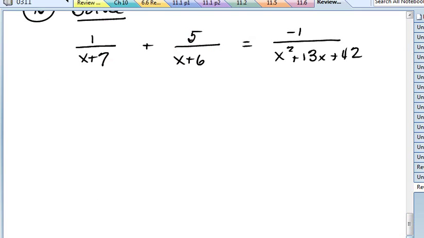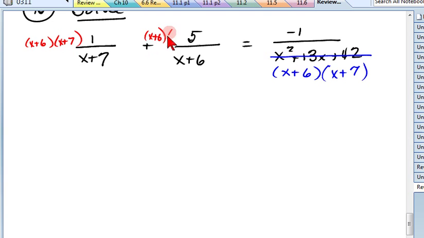This is an equation, which means not only do I find the least common denominator, but I'm going to multiply by it. This denominator factors into x plus 6 times x plus 7, which is kind of nice. All right, what's my LCD? x plus 6 times x plus 7. I'm going to multiply it times the first, the second, and the third terms.